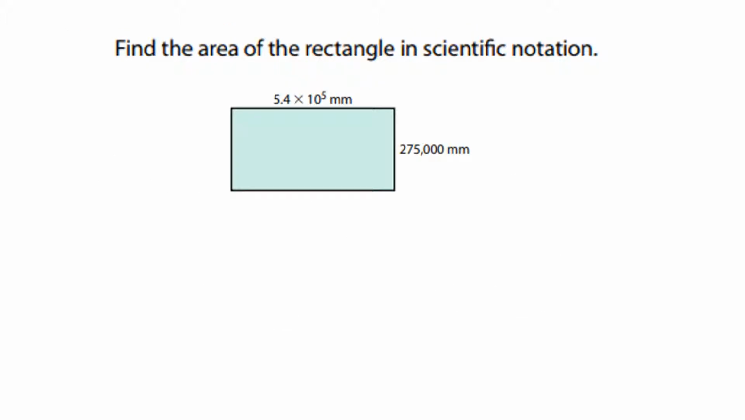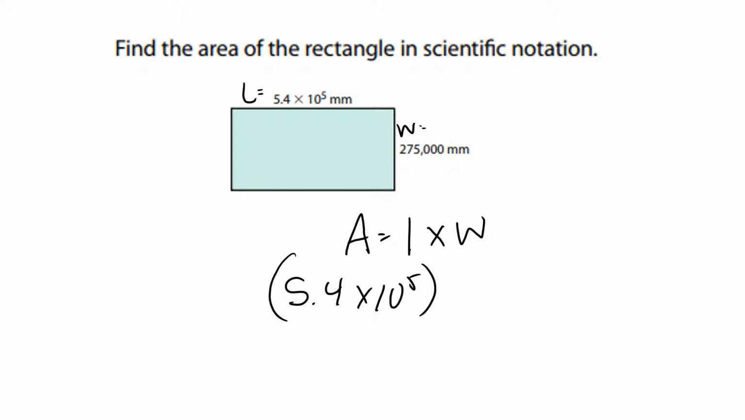Find the area of the rectangle in scientific notation. To find area, you have to multiply the length times the width. The length is the long side, the width is the short side. So we're going to multiply 5.4 times 10 to the fifth. Again, we write it with parentheses, times the width, 275,000. We type the entire problem in on the calculator exactly as it is written, even with the parentheses.